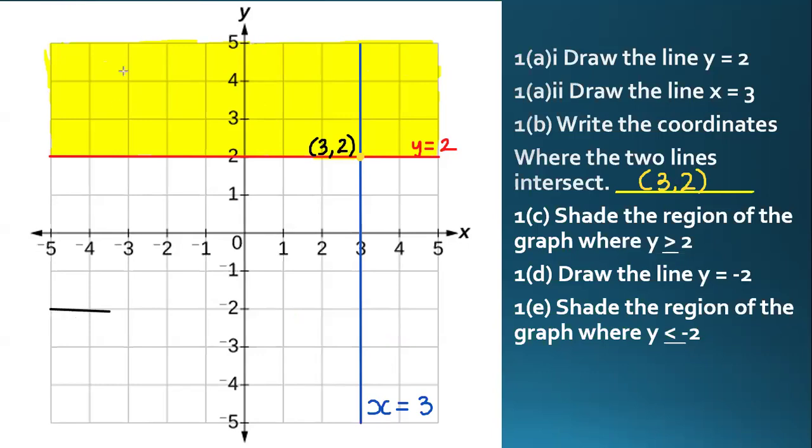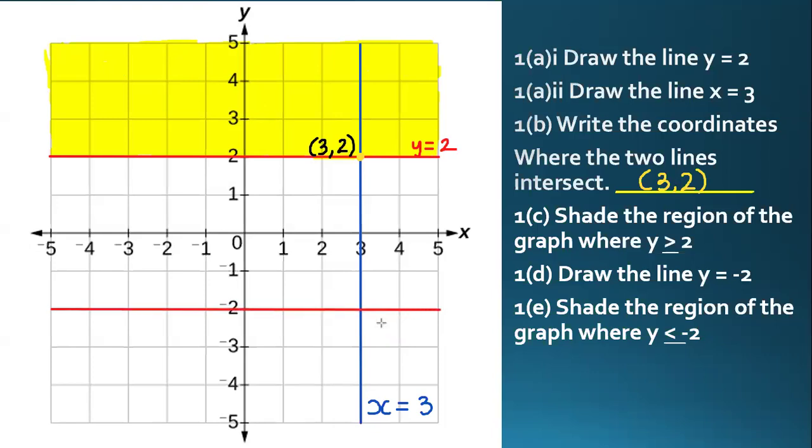I don't need that color. Definitely do not need that color. So let's use red. So y is equal to -2. We're going to use the same one.